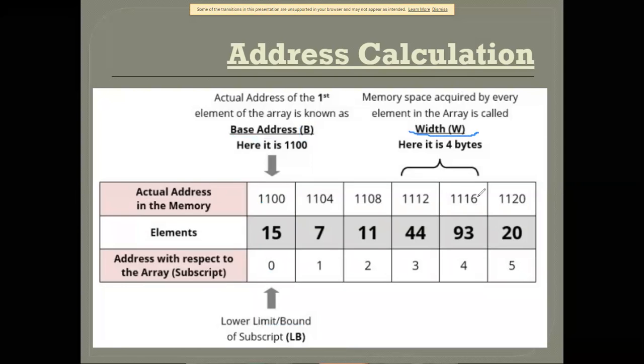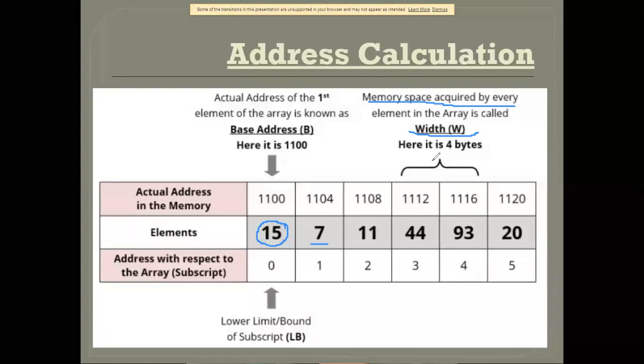Here it is 4 bytes, meaning the memory space acquired by every element in the array is called width. Yes, the value we have stored, what type of value is it? If it is an integer, it requires 2 bytes. Okay, how many bytes does an integer require? 2 bytes.